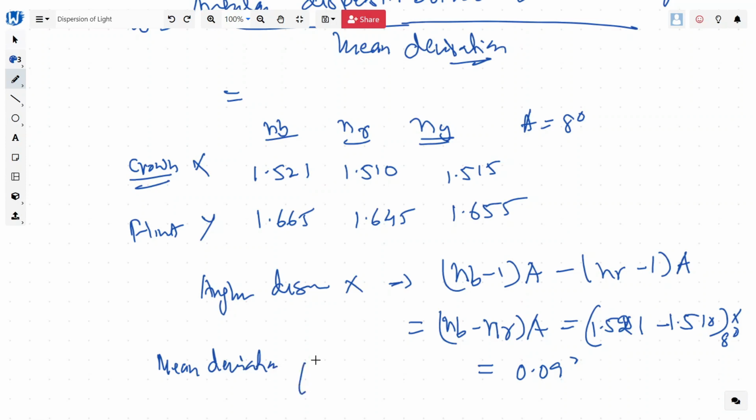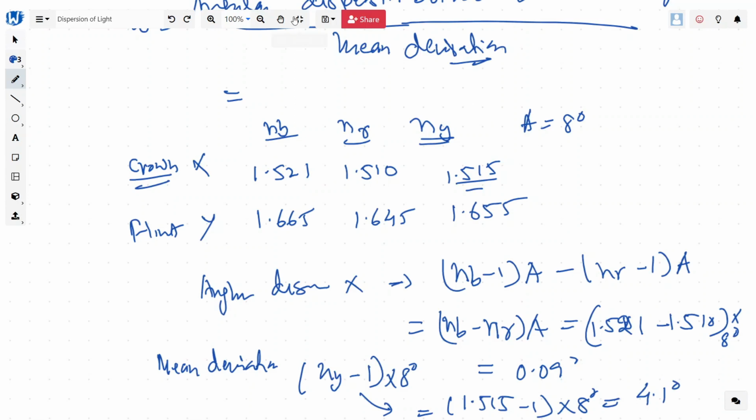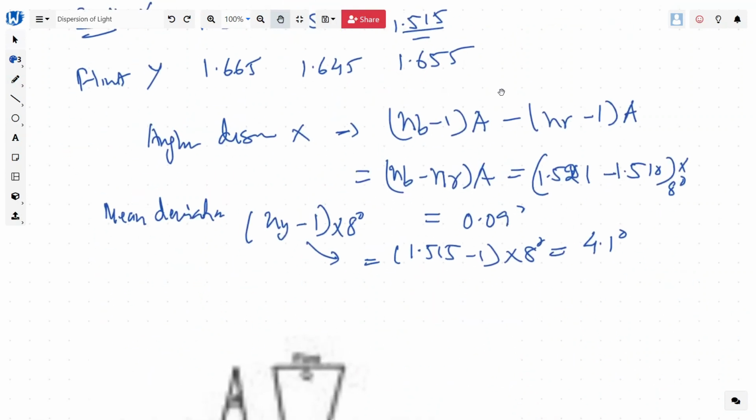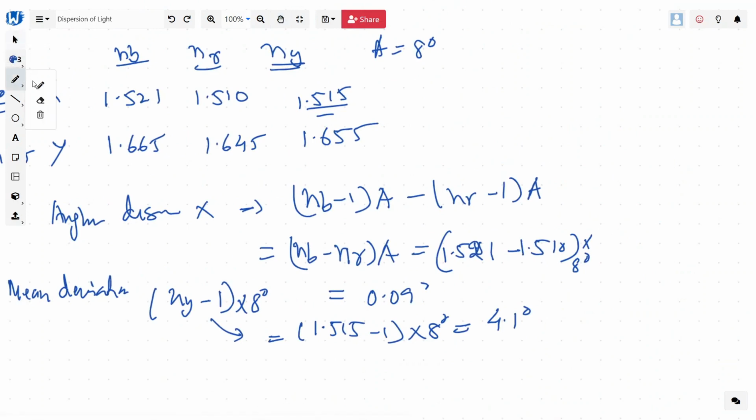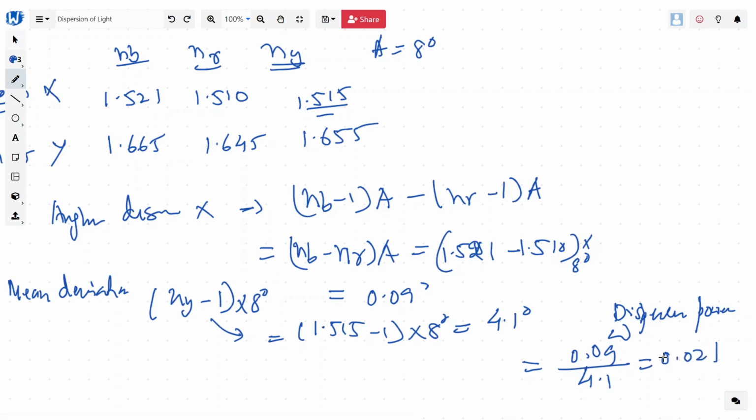Now we can find the mean deviation. And that is going to be this one, (n_y minus 1) into 8 degrees, right? So that will be equal to (1.515 minus 1) into 8 degrees, and that is going to be 4.1. And now we can find the dispersive power by taking the ratio of these two, right? So the dispersive power omega is going to be equal to 0.09 divided by 4.1, which is going to be 0.021, right?